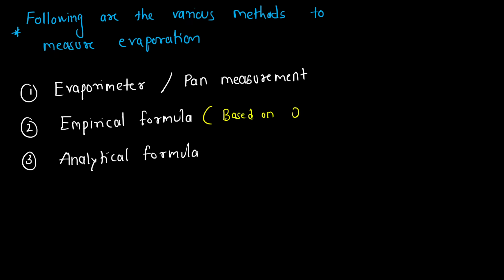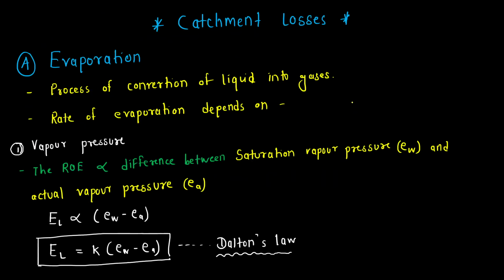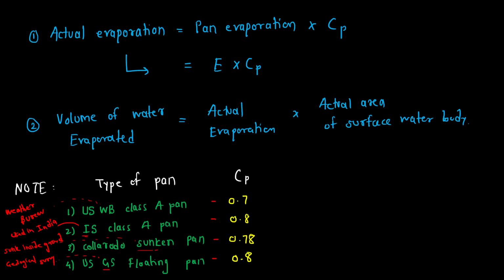Now these empirical formulas in this measurement of evaporation are based on Dalton's law of evaporation. Now what is Dalton's law of evaporation? We have seen it in the evaporation introductory video. That is, the rate of evaporation is directly proportional to the difference between saturation vapor pressure and the actual vapor pressure. So the same thing is used here. Let's write it down. There are two equations that we have to study in these empirical formulas.